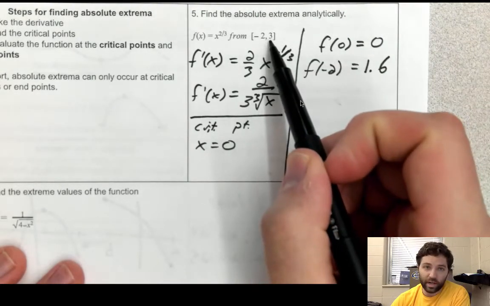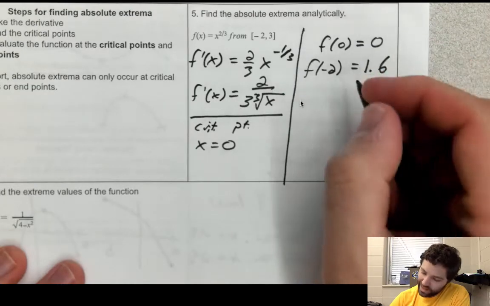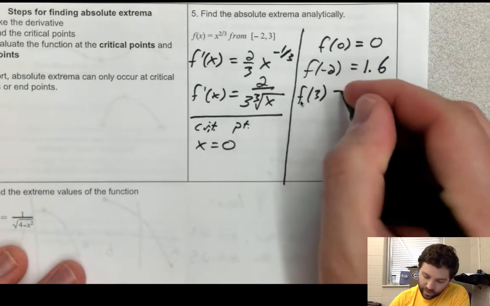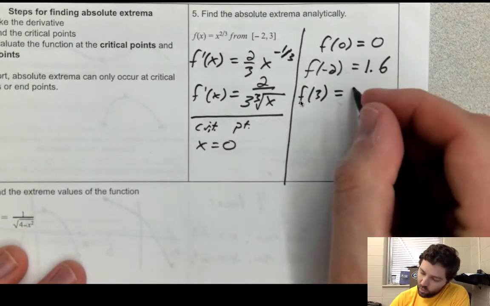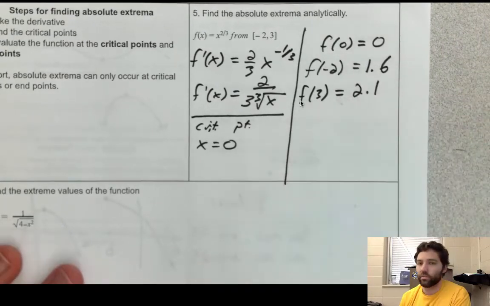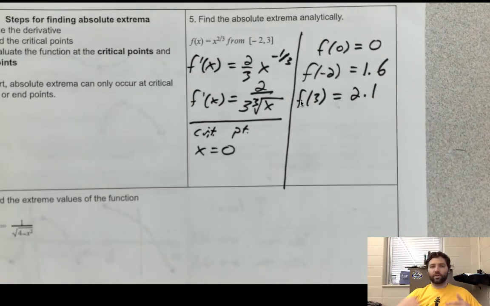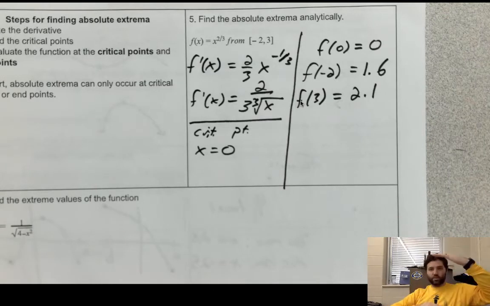I'm going to check the other endpoint now, which is 3. When I plug that in, I get that f of 3 is equal to 2.1. I'm checking the original function here because I'm trying to figure out where the highest and lowest points of the function are on the interval. So I check f of 0, I get 0, 1.6 at negative 2, and 2.1 at 3.